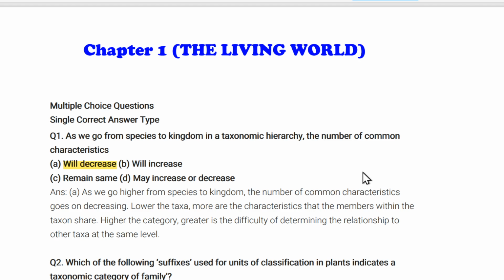Chapter 1, The Living World. Multiple choice question. Question number 1. As we go from species to kingdom in a taxonomic hierarchy, the number of common characteristics will decrease.